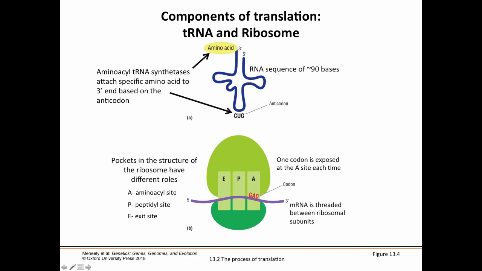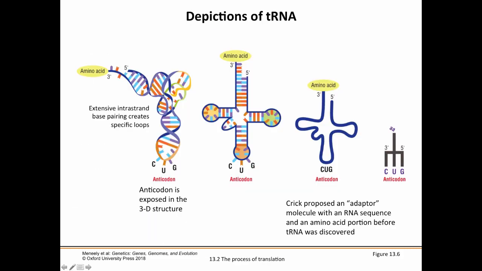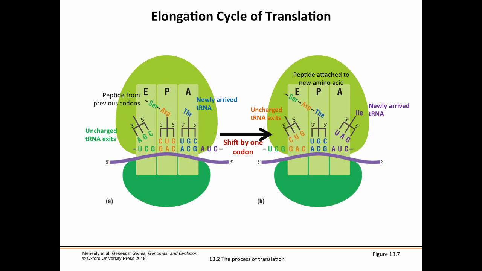This act of adding an amino acid to a transfer RNA molecule is referred to as charging the transfer RNA molecule, and so one that has lost its amino acid because it's gone through this process is referred to as an uncharged molecule, and the enzyme that charges the transfer RNA molecule is called aminoacyl synthetase. And so in this figure here, this one is uncharged. The uncharged one is being released from the ribosome.